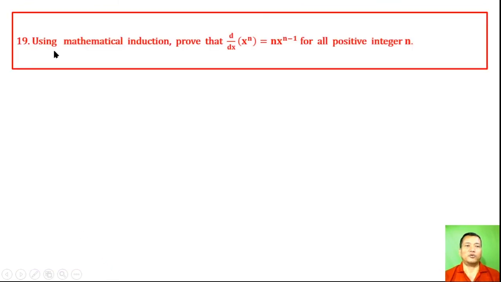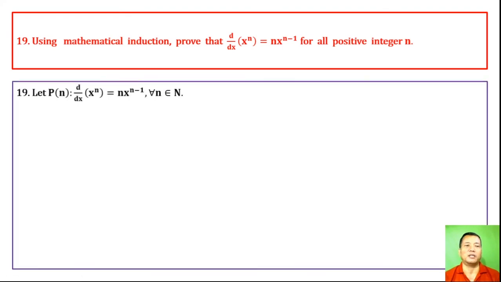Question number 19. Using mathematical induction, prove that d by dx of x to the power n is equal to n times x to the power n minus 1 for all positive integers n. We have to prove it by using mathematical induction. Let P(n) denote the given statement.